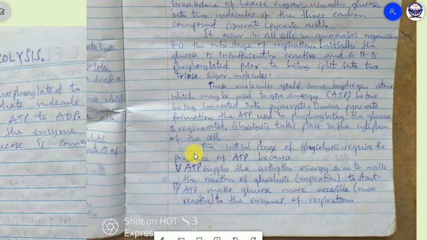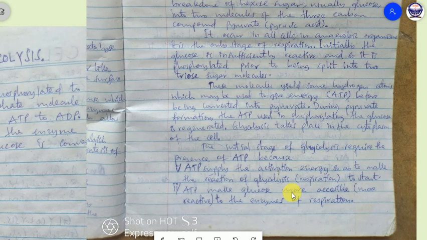As we shall see later, the raw material requirement of glycolysis and the end products. The initial stage of glycolysis requires the presence of ATP, because this is one of the questions they ask in the exam: why is ATP necessary in the initial stage of glycolysis? Firstly, ATP supplies the activation energy for the reaction of glycolysis or respiration to start. And the second fact is that ATP makes glucose more accessible or more reactive to the enzymes of respiration. So first, it supplies activation energy, and second, it makes glucose more reactive.